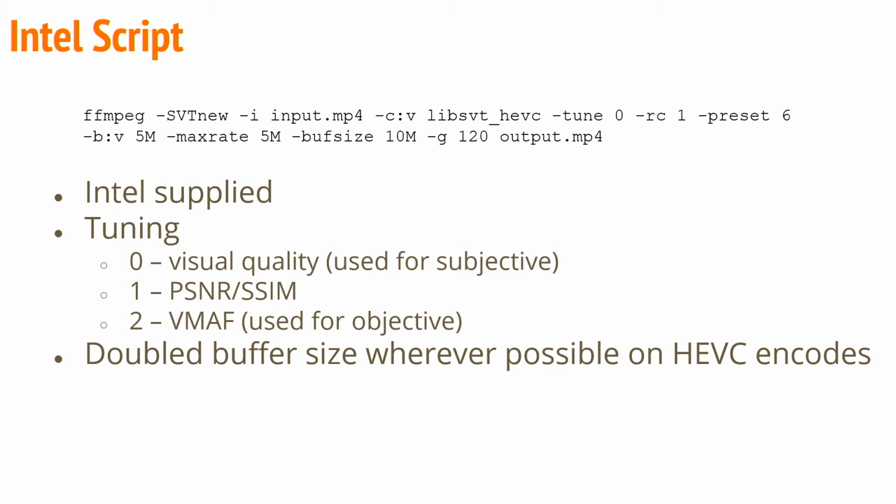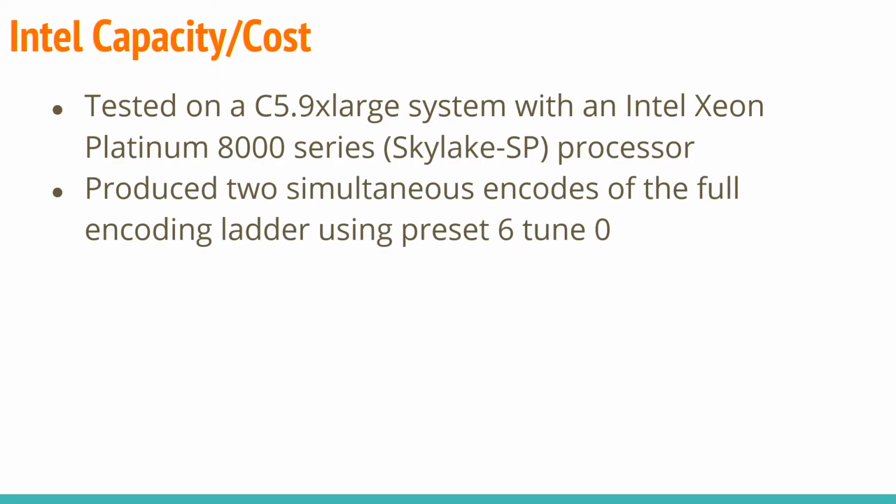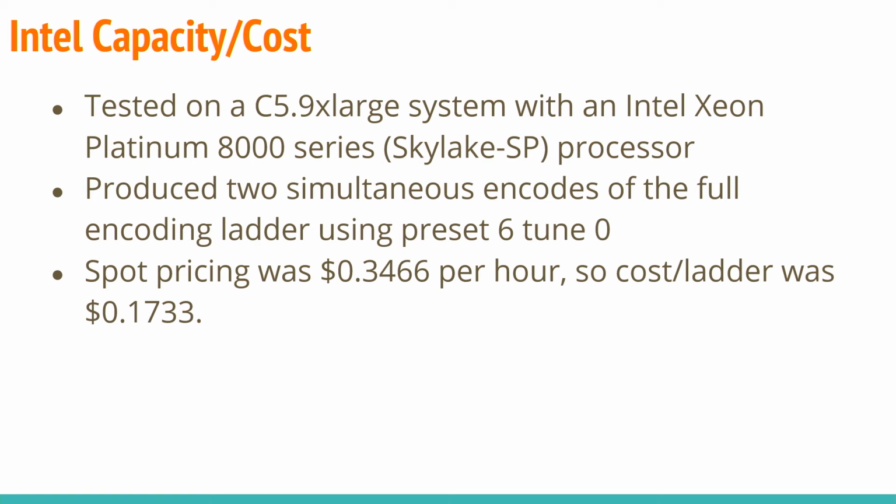We didn't want to do 3 different encodes for Intel. We did 2. 1 for visual tuning, which we checked with Subjectify. 1 that we use for the VMAF and PSNR scores. And we tested on a C5.9 extra large system. With that processor, we were able to get 2 simultaneous encodes of the full encoding ladder using preset 6, tune 0. Spot pricing was $346.6 per hour. So the cost per ladder for these 2 ladders was about 17 cents, in comparison to the 221 we actually got with the FPGA board.